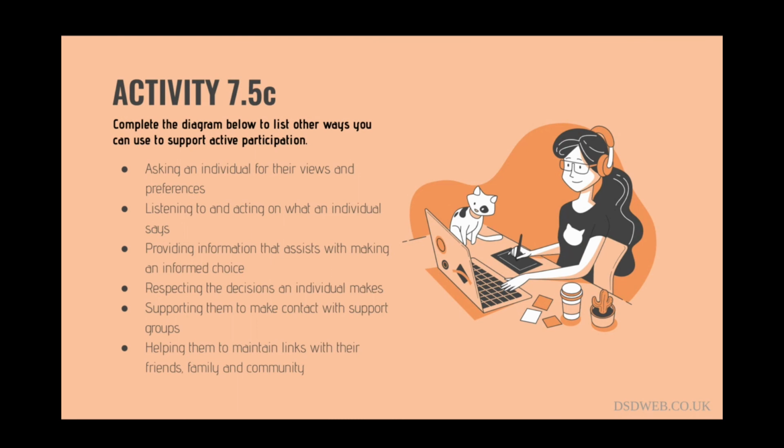The next question asks you to list 4 ways that you could support active participation. Examples could include asking an individual for their views and preferences, listening to and acting on what an individual says, providing information that assists with making an informed choice, respecting the decisions an individual makes, supporting them to make contact with support groups, and helping them to maintain links with their friends, family, and community.